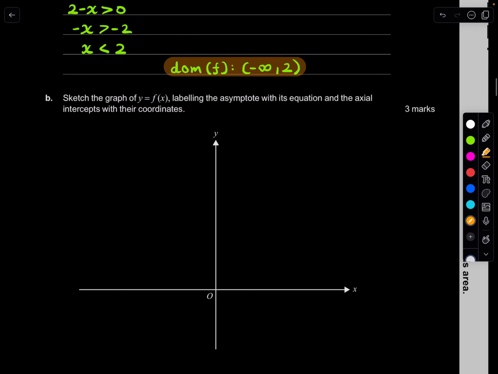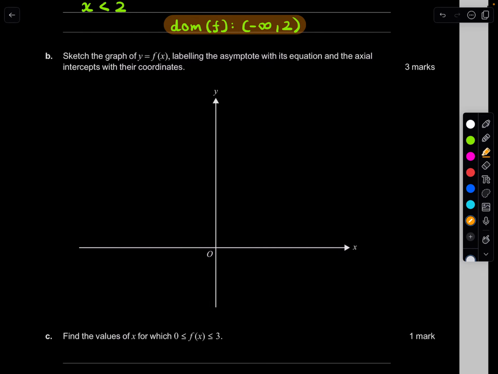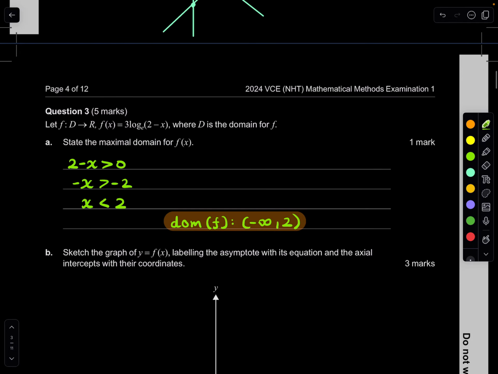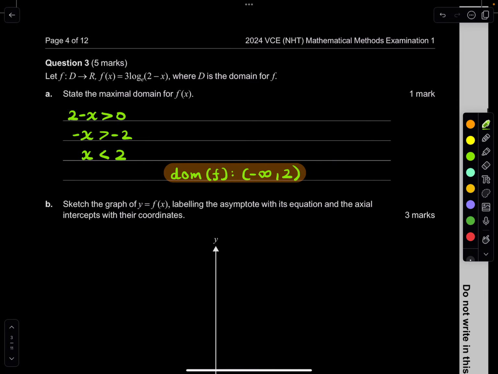Nice. Next question. Sketch the graph of f of x, labeling the asymptotes with their equation and the axial intercepts with their coordinates. Easy. So one of the quickest ways to find the vertical asymptote of a log is to solve the inside and let it equal 0. 2 minus x equals 0. So it's basically at 2 if you solve that.